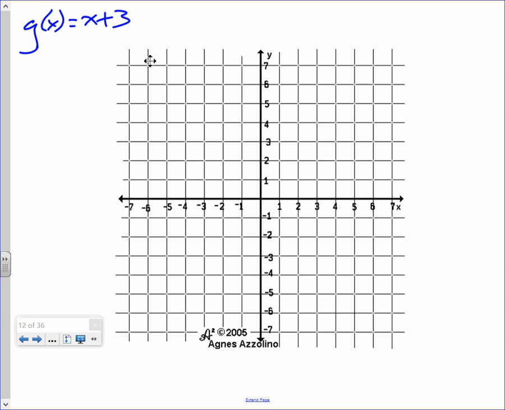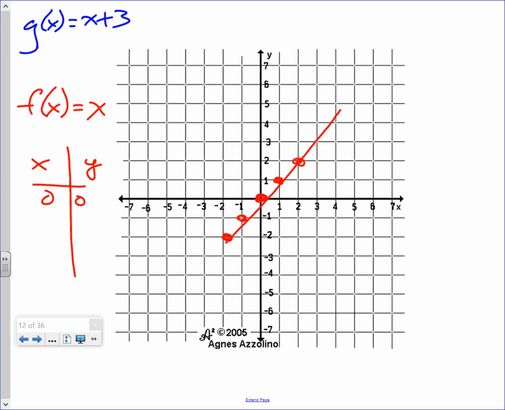I'll do it in red. The parent is f of x equals x. So that would be right here, 0, 0. If you ever forget and you don't have your notes in front of you, just do a simple table of values. Right? 0, 0. 1, 1. 2, 2. Whatever x is, y is going to be, right? -1, -1, and so on. There's my parent function. Now we're going to do g of x in blue.